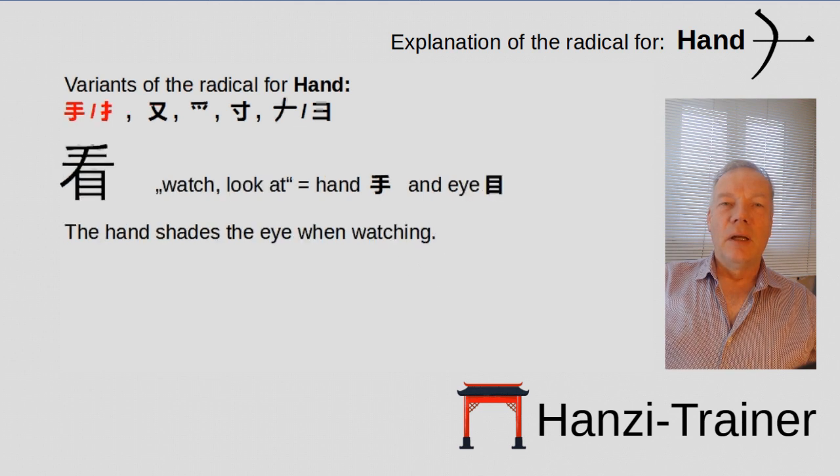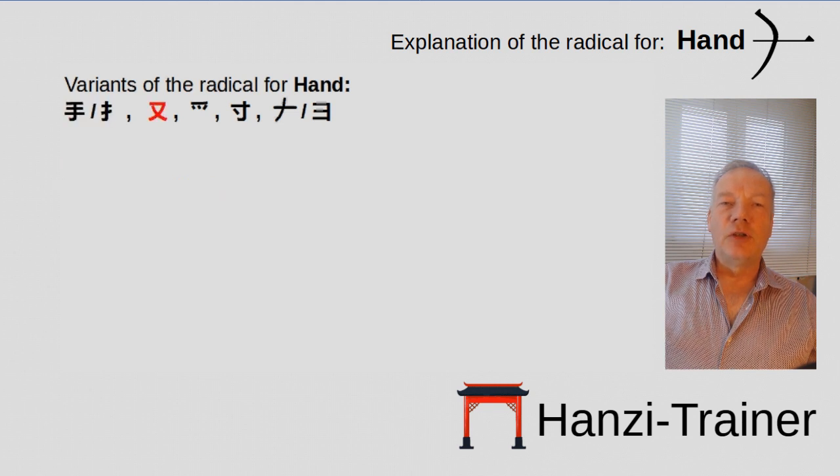The next character is rather easy to memorize because it is composed of a hand and an eye. The hand is above the eye, and the memory phrase is, the hand shades the eye when watching. That's enough for this variant of hand. Let's continue with the next one.